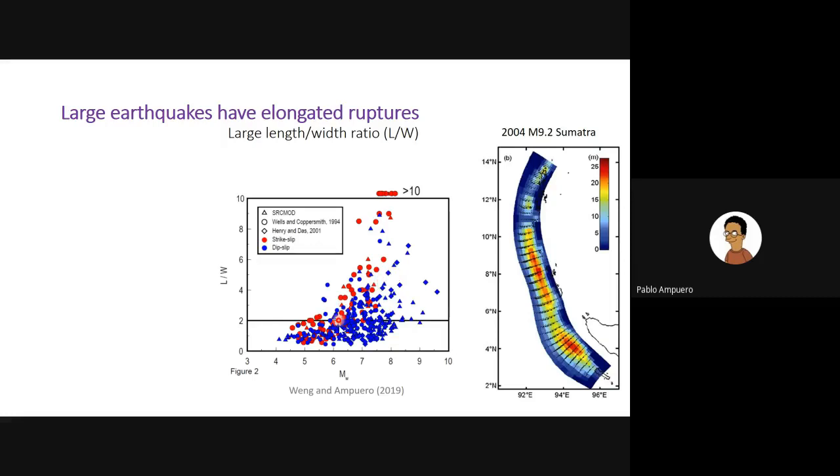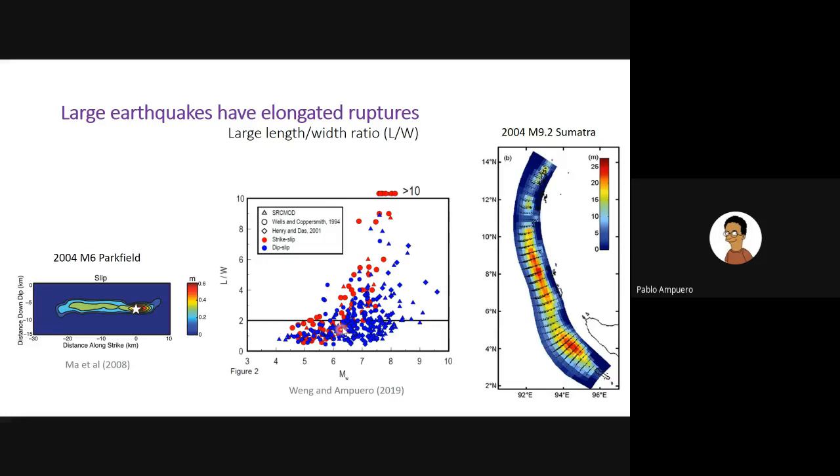But even earthquakes that are magnitude 6-ish, like the Parkfield earthquake, manage to produce very elongated ruptures. Even these earthquakes seem to be very confined in depth. And we've seen recently an earthquake in France, the Le Teil earthquake, a magnitude 5-ish, which also had a significantly large aspect ratio, especially for its magnitude. So we would plot here.